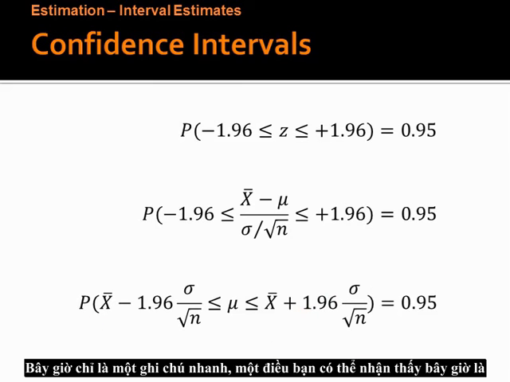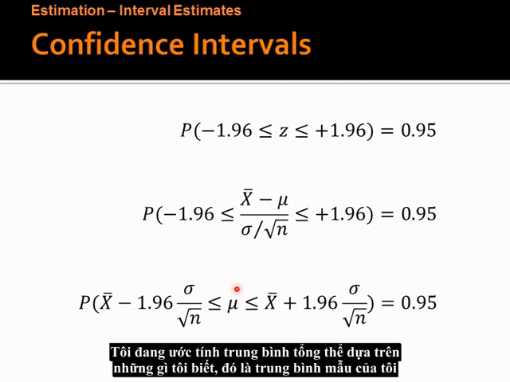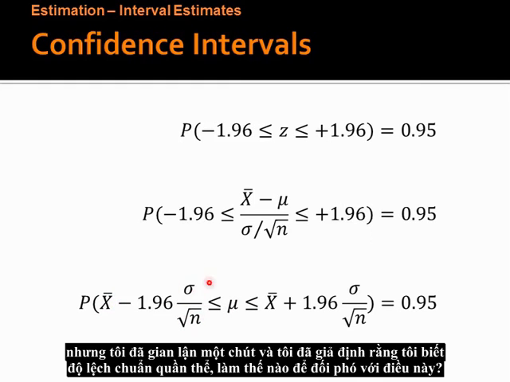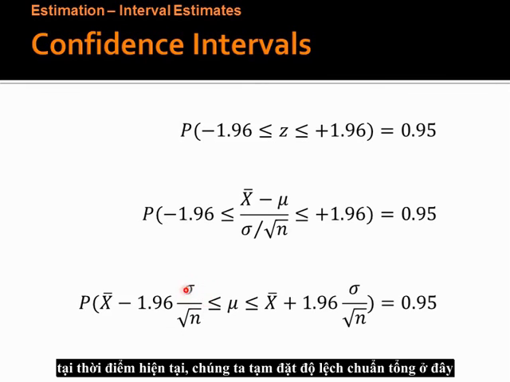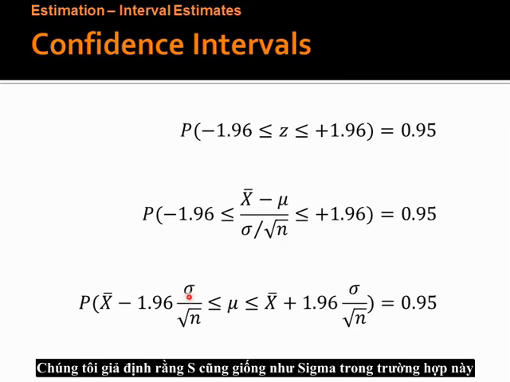Now, just a quick note. One thing you might have noticed is that I've now solved the problem of the unknown population mean. I'm estimating the population mean based on what I do know, which is my sample mean, and of course I do know my sample size. But I've cheated slightly and I've been assuming that I know the population standard deviation. How do I deal with this? Just quickly, for now, when we put the population standard deviation here, we actually just replace it with the sample standard deviation, meaning we just put S here. We're kind of assuming that S is the same as sigma in this case.